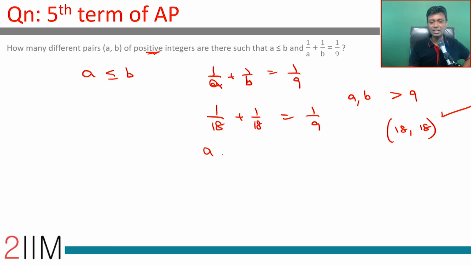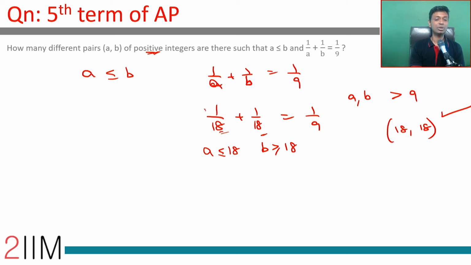So a should be less than or equal to 18, and b should be greater than or equal to 18. If I increase a and b, the total will become smaller. If I decrease both a and b, the total will become greater than 1 by 9. I want 1 by a plus 1 by b to be 1 by 9. That means one number equally split is 1 by 18 and 1 by 18. So we cannot have both less than 1 by 18, and we cannot have both more than 1 by 18.